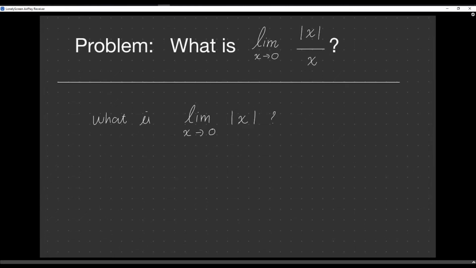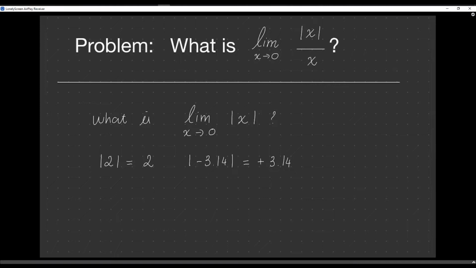We recall that the absolute value function takes in real numbers and outputs the positive distance between the input and zero. For example, the absolute value of 2 is equal to 2. The absolute value of negative 3.14 is equal to the positive 3.14.